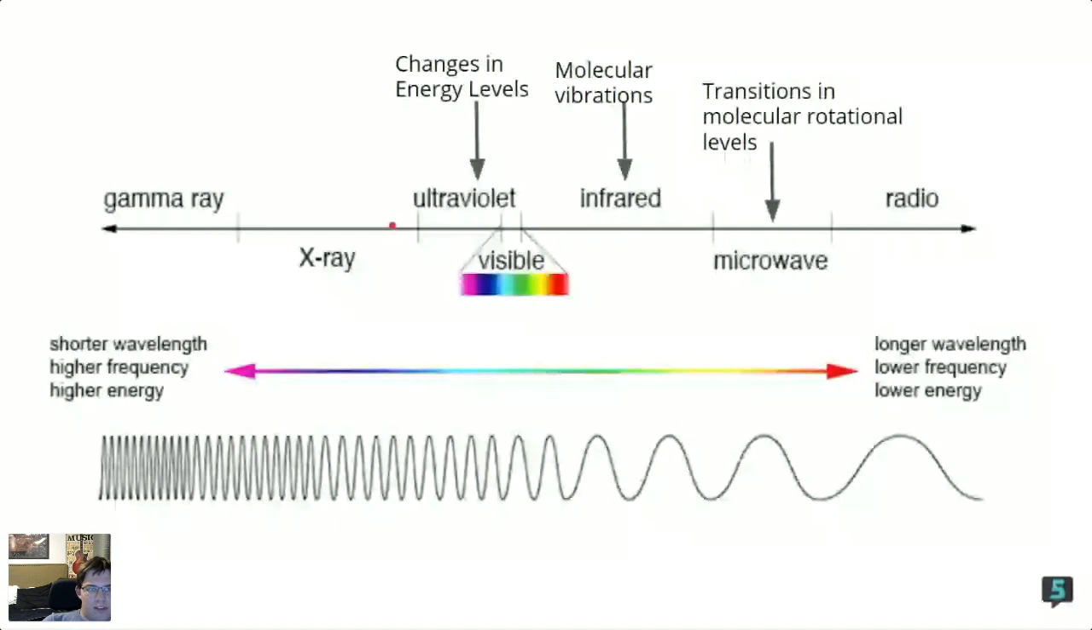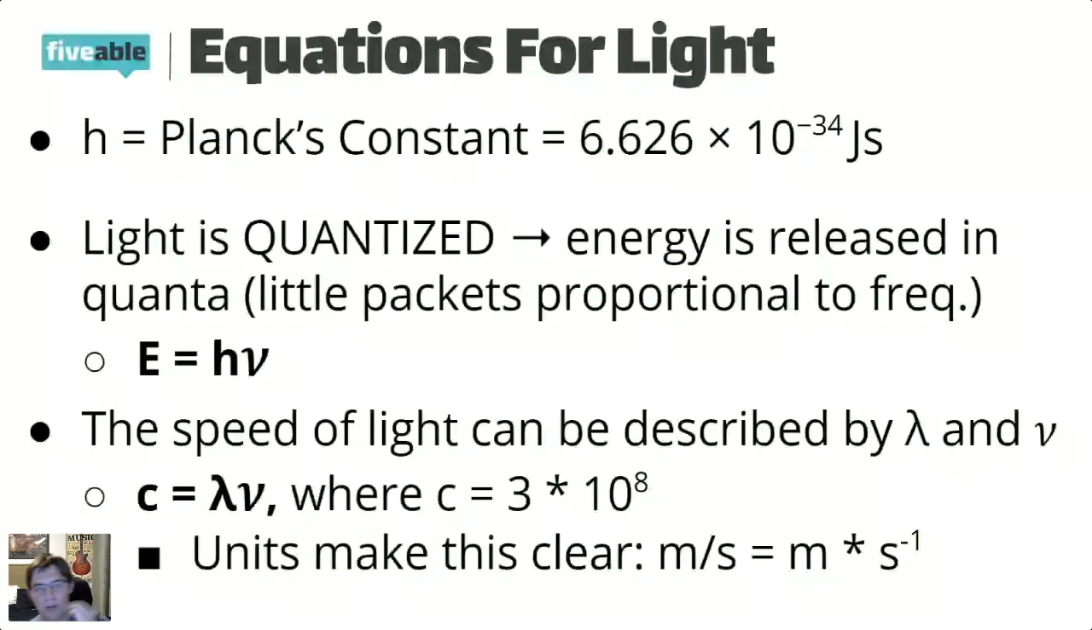So there are a few equations for light that you will need to know. So h is defined as Planck's constant, right? And it's 6.626 times 10 to the negative 34 joule seconds. So really what Planck's constant shows is that light is quantized, right? When you reach a little particle of light, energy will be released in quanta, little packets that are proportional to the frequency.